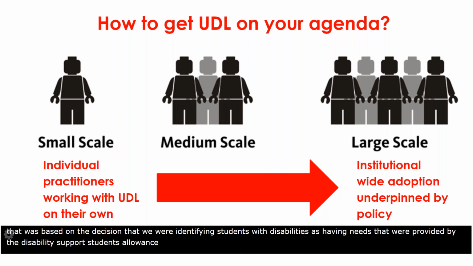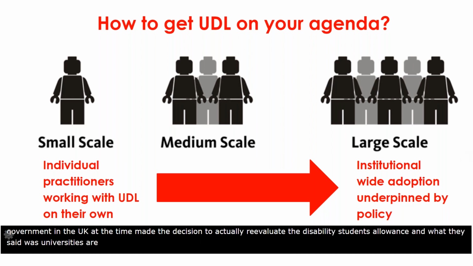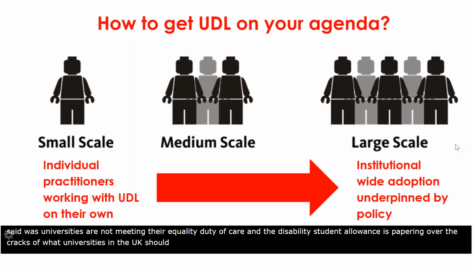In 2014-15 the government in the UK at the time made the decision to actually reevaluate the Disability Student Allowance. And what it actually said was universities are not meeting their equality duty of care, that the Disability Student Allowance is papering over the cracks of what universities in the UK should be providing for all students. And that actually this money is making universities skirt around the key elements of inclusive learning.